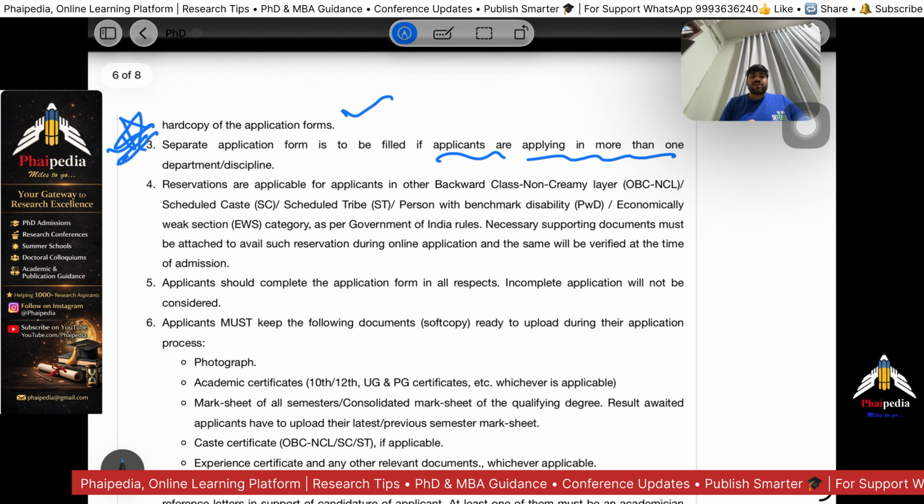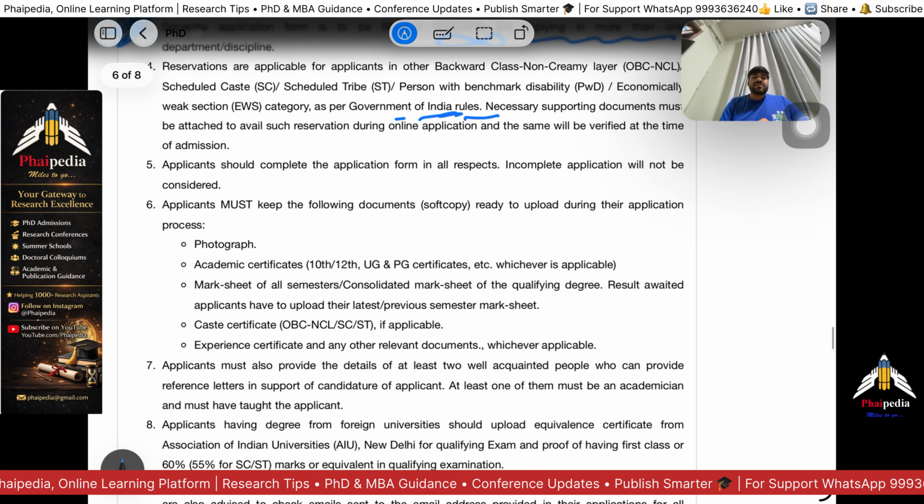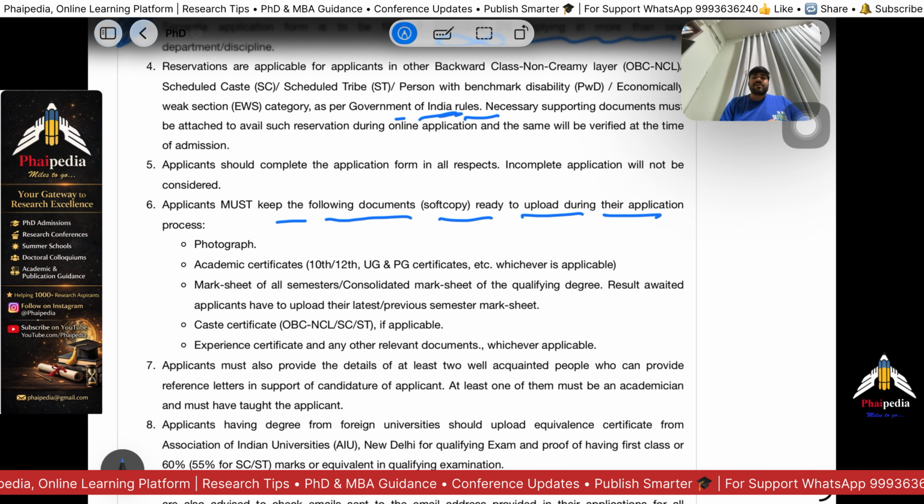Reservations are applicable for applicants in the OBC non-creamy layer, SC, ST, PWD, and economically weaker section categories as per the Government of India rules. Okay. Applicants should complete the application form in all respects. Incomplete applications will not be considered. Applicants must keep the following documents' soft copies ready to upload during their application process.